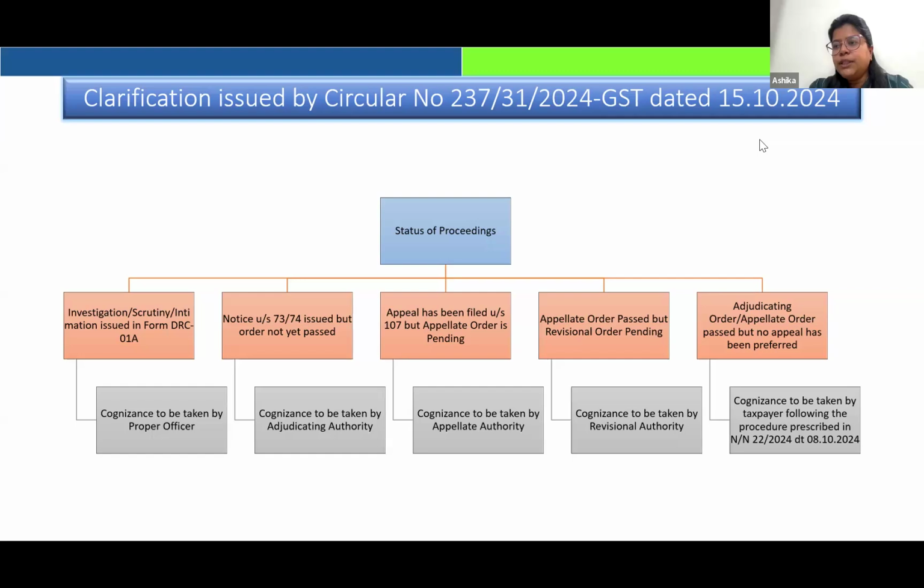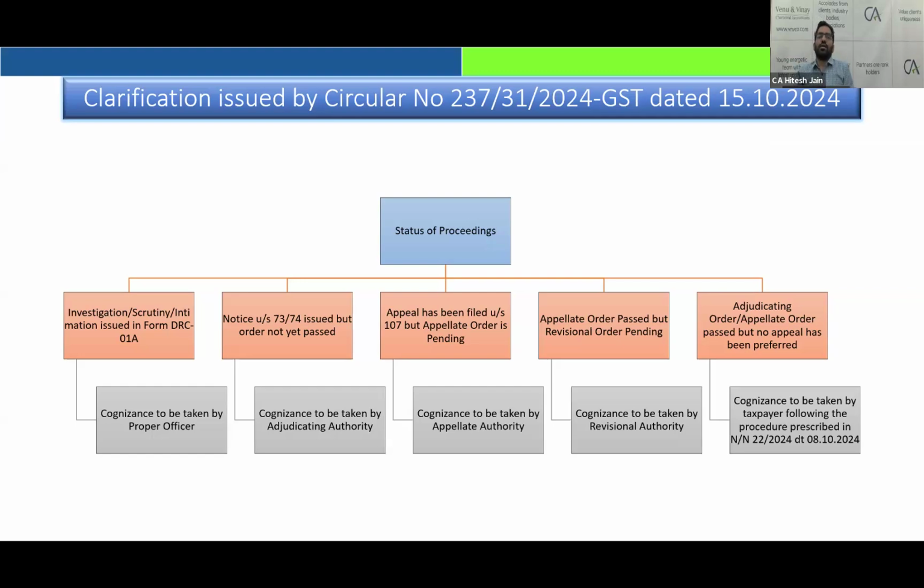So that order you will be receiving, and based on that, you can decide whether you want to go for further appeal or you want to pay and close, or if it was the only issue in the order or notice, accordingly it will get closed. So that is for the procedure part. Over to you, Hitesh. Thank you.